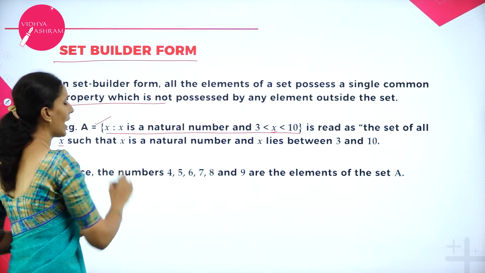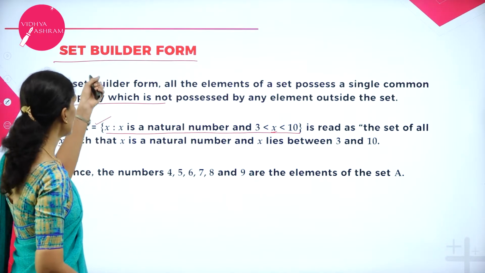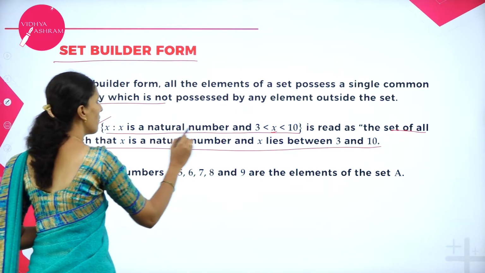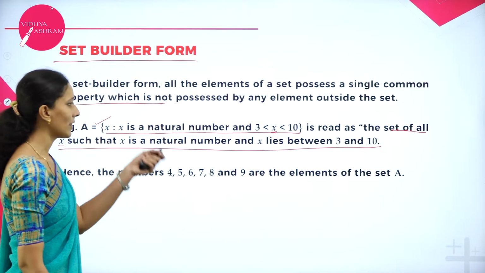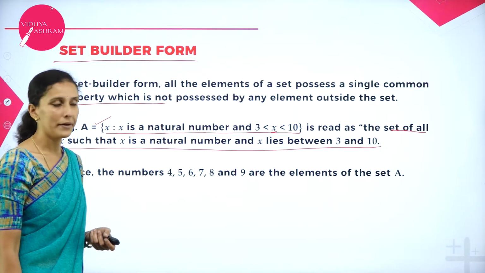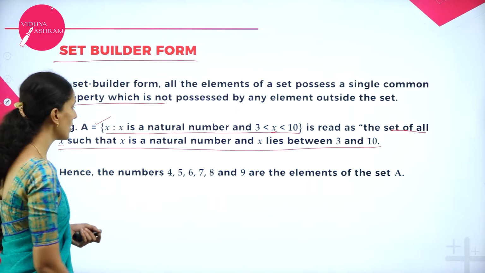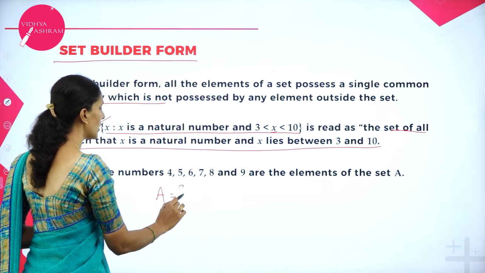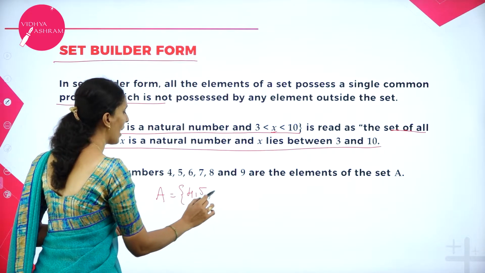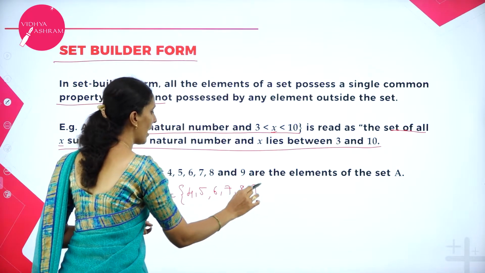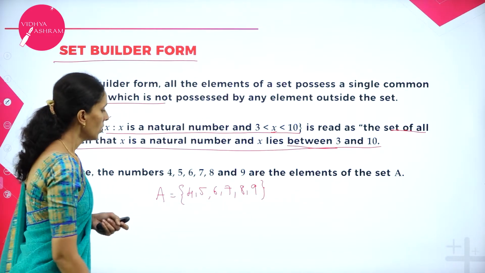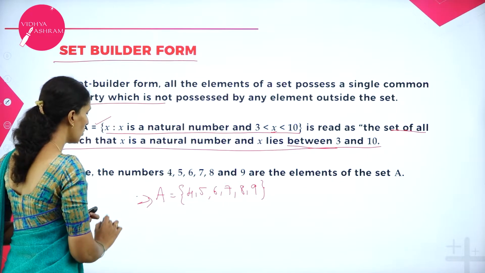Okay. So this is one more way to represent a set in set builder form. Either we can write using words like this or we can represent it using some mathematical symbols. So when you come across X is a natural number and it lies between 3 and 10, what does it mean? The set A should contain all the elements between 3 and 10. So what are the elements? 4, 5, 6, 7, 8, 9. 3 and 10 are not considered because it is between 3 and 10. So this is the roster method.